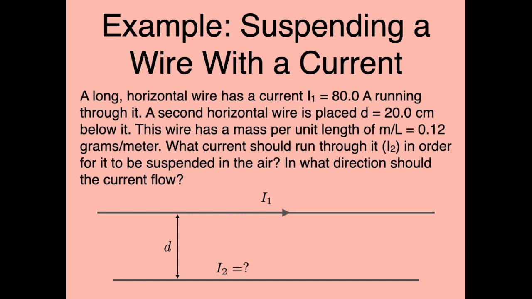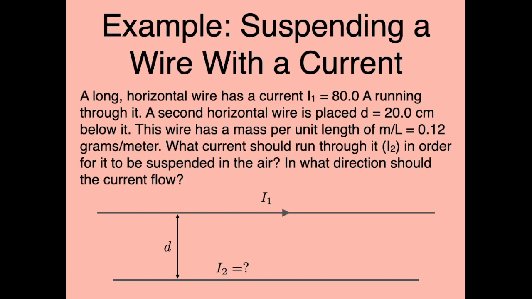Here's another example where we are suspending a wire with a current. Here's what's going on in the picture. A long horizontal wire has a current I1 equal to 80 amps running through it. So I1 is the wire on top, 80 amps. A second horizontal wire is placed at a distance of 20 centimeters below it. This second wire has a mass per unit length of 0.12 grams per meter. What current should we run through the second one? What should I2 be in order for it to be suspended in the air? And in what direction should the current flow?